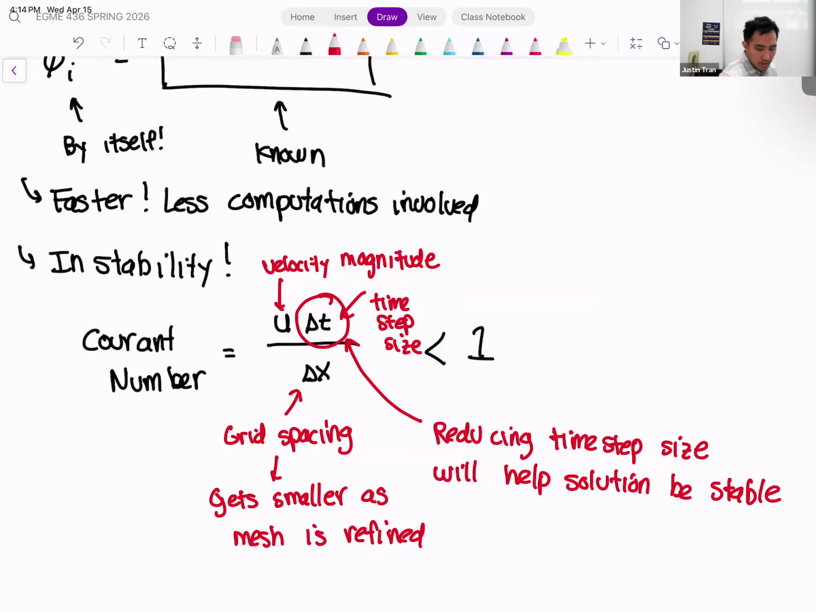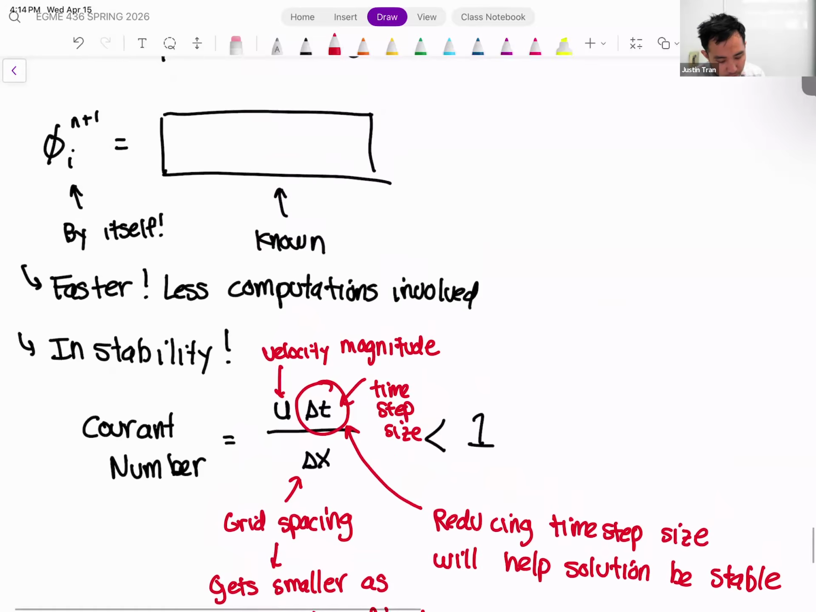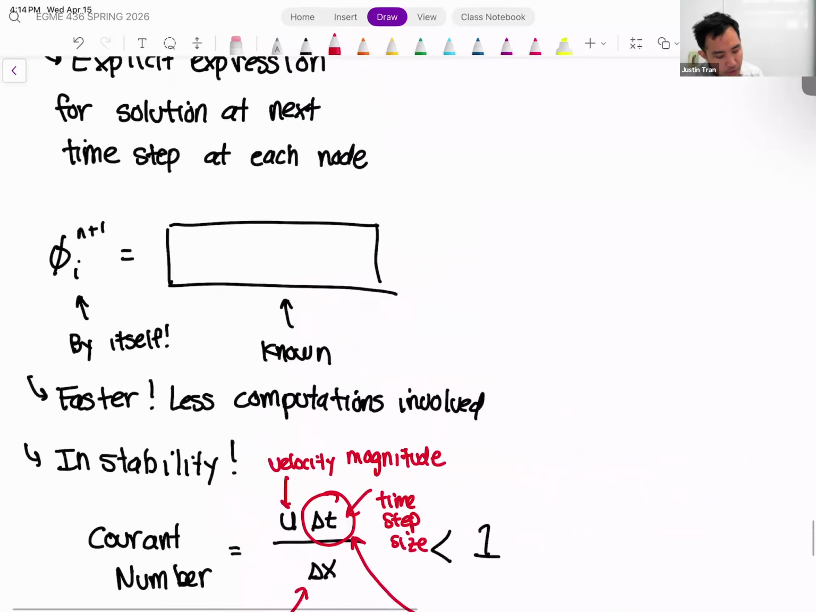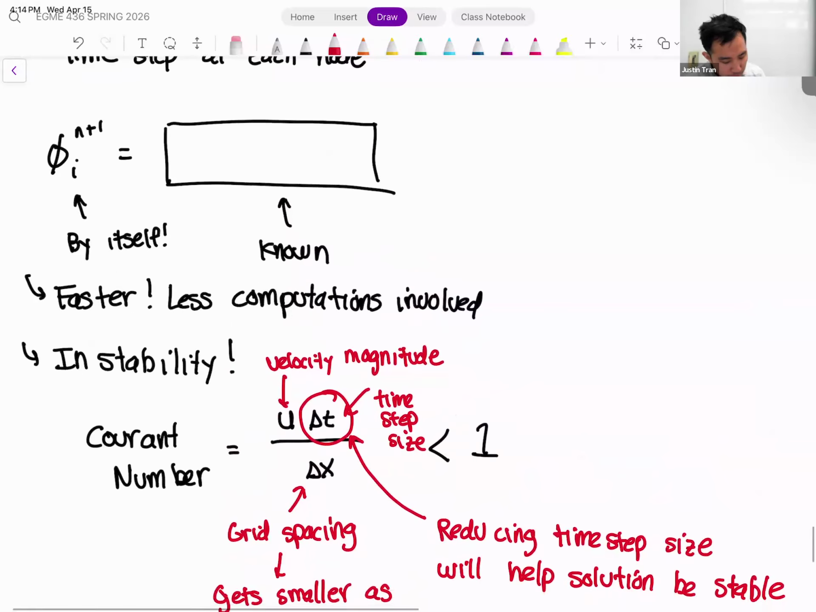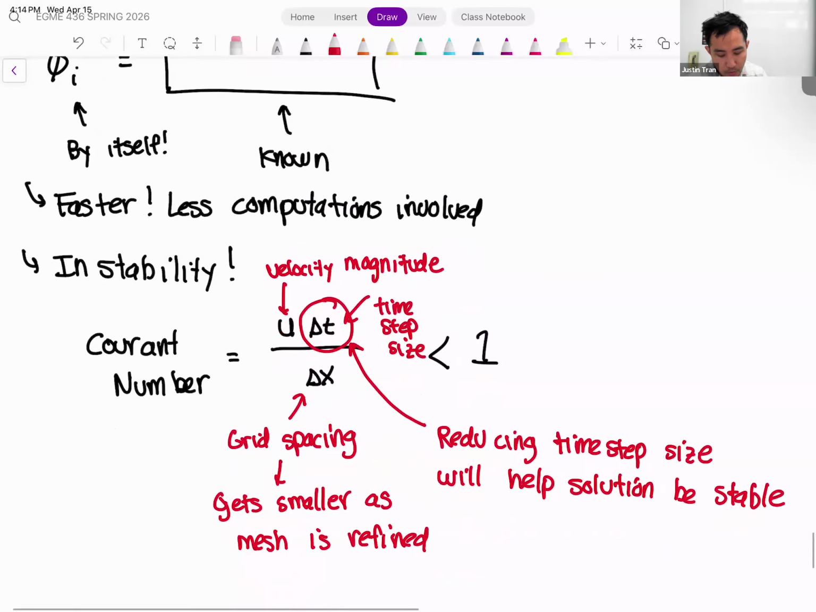Okay. So that's the benefit of the explicit method, that it's much easier to implement. It's much faster when it works, but you do have to watch out for instability. Okay. All right. Any questions on explicit schemes? Okay.